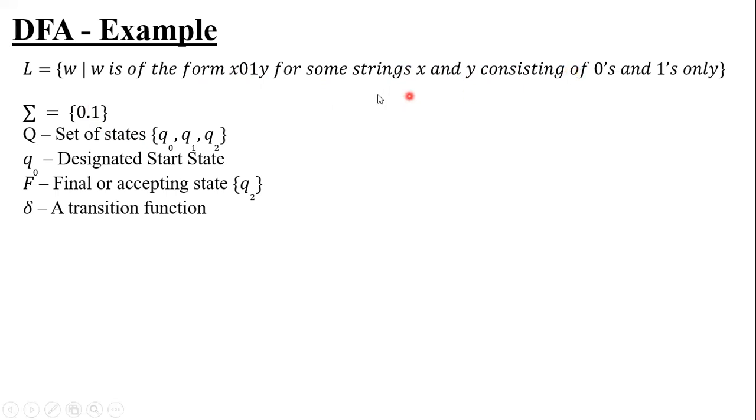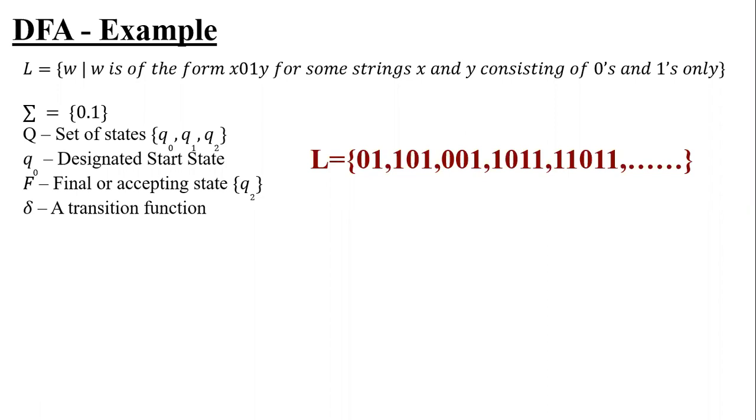Since 0 1 is the minimum string, we need at least 3 states to generate this 0 1. And now for X and Y, we will make some modification for the transition on the existing states. There is a designated start state Q naught, and F is the final set of states, and in this case Q2 would be the final state, and a transition function that will determine the transition. So first of all, there is a state Q naught.